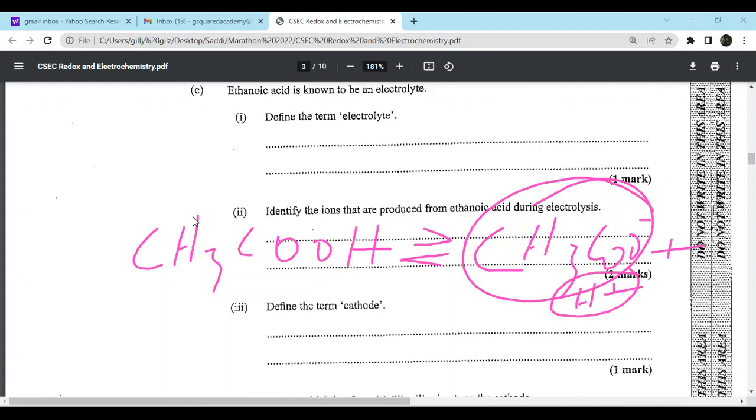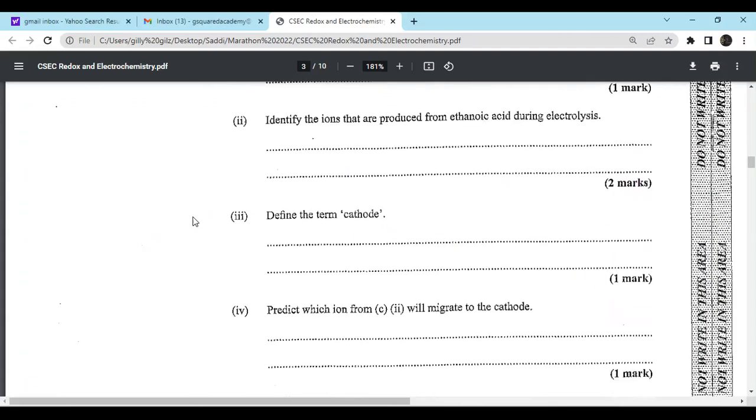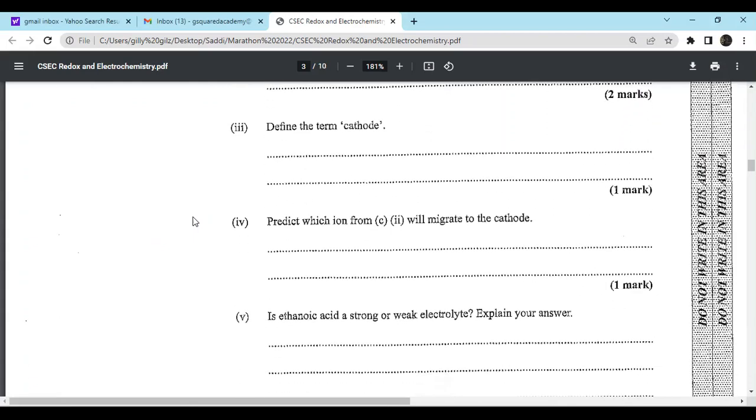Then now it says you should define the term cathode. The cathode is the electrode which is connected to the negative side of the power source. That's one way of defining it. The cathode is the electrode where reduction occurs. That's another way of defining it. Predict which ion from Ci above will migrate to the cathode. Of course, we know the cation would move to the cathode, which is the H+ ions.